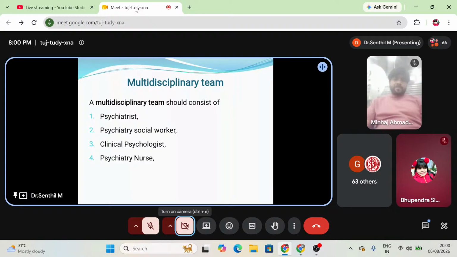The psychiatric social worker is not working alone, he is working in a team. This is called a multidisciplinary team. So it consists of a psychiatrist.